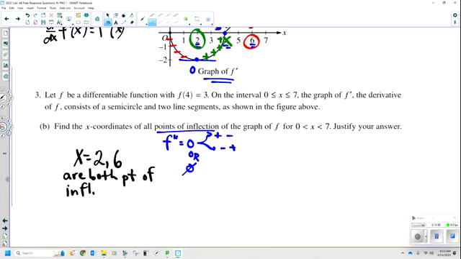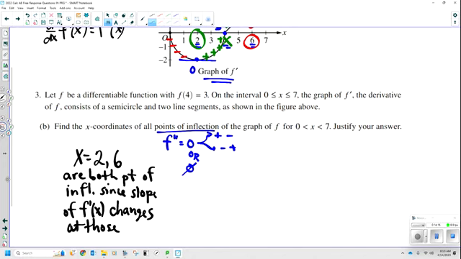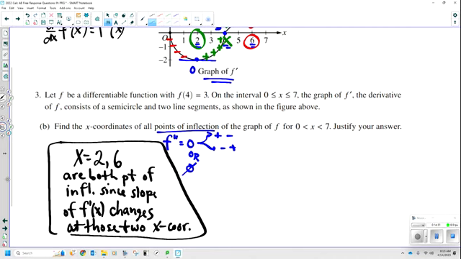Since the slope of the first derivative, or f prime of x, changes at those two spots, or points, or x coordinates. All right, there you go. Justification. You stated what's what, and you justified it with your explanation. All right? Not too bad.